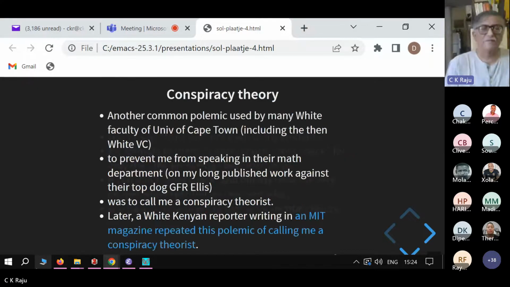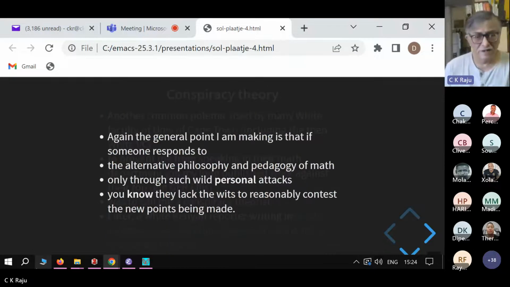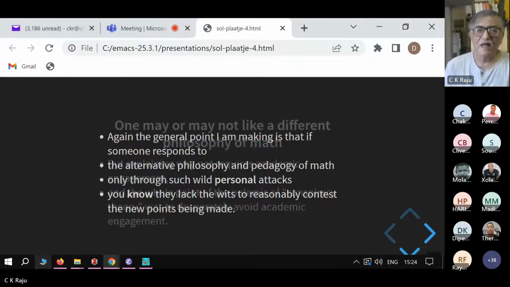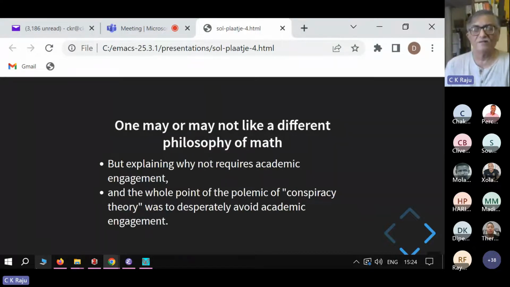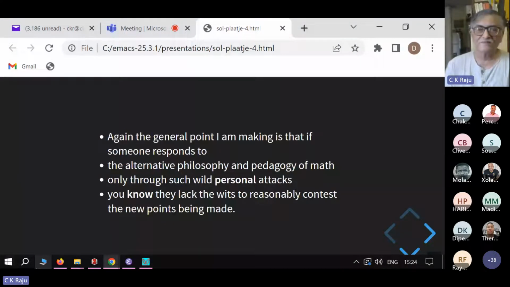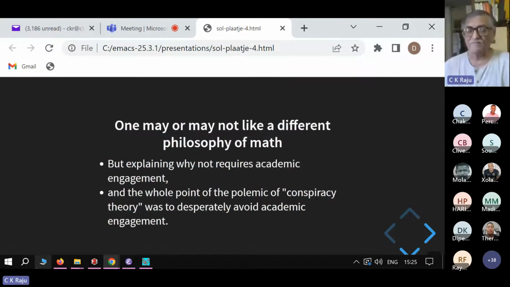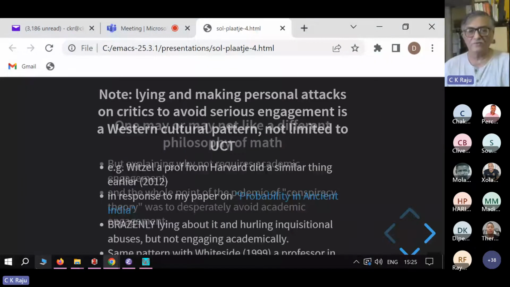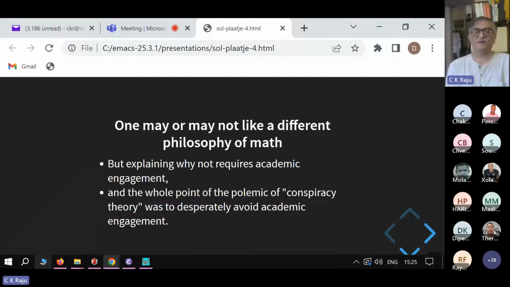All right. Then there was this polemic of conspiracy theory. So they started that because they were very worried that I would speak in the math department. And later, a Kenyan reporter, white Kenyan reporter, reported this in an MIT magazine. The general point I'm making is, how do you call an alternative philosophy and pedagogy of math a conspiracy theory? I mean, can I say that the philosopher Immanuel Kant was a great conspiracy theorist? Can I say that Plato was an even greater conspiracy theorist? And how do you call philosophy and pedagogy a conspiracy theory? And then make some wild personal attacks and just say, okay, we don't want to discuss because of this. You may not like it, but if you don't like this new philosophy of math, that's perfectly all right. Then you have to contest it. And the whole point of conspiracy theory is that you avoid contesting it.